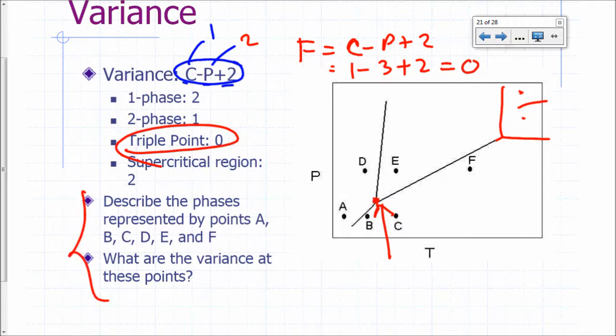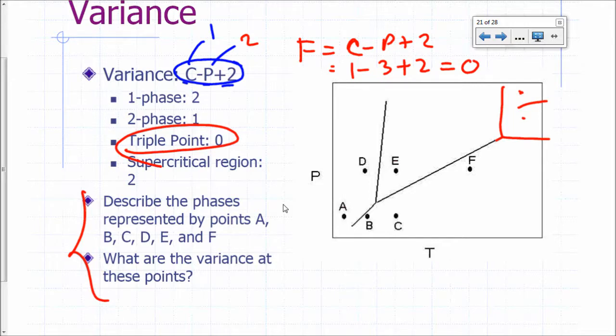Let's answer these questions. What are the phases represented by A, B, C, D, E, and F? A and D would be solid, right? E would be a liquid, and B, C, and F would be gases. All of these points are in a one-phase region, so all of these points would have a variance of 2.